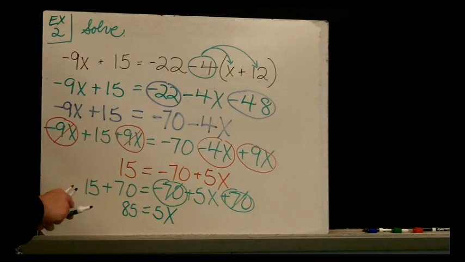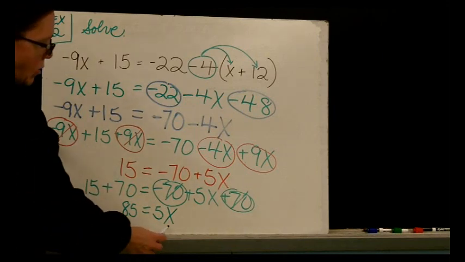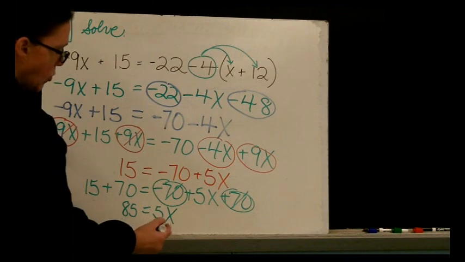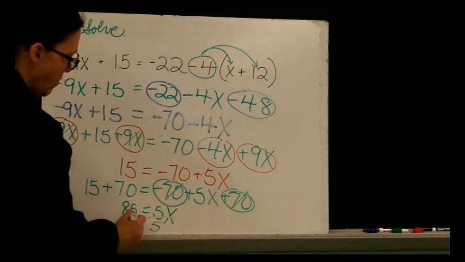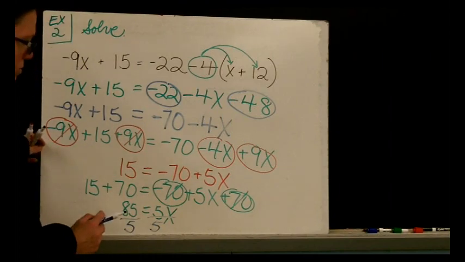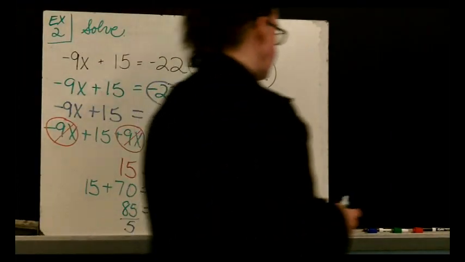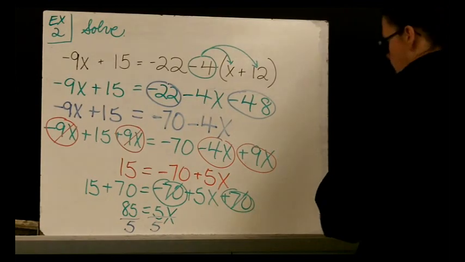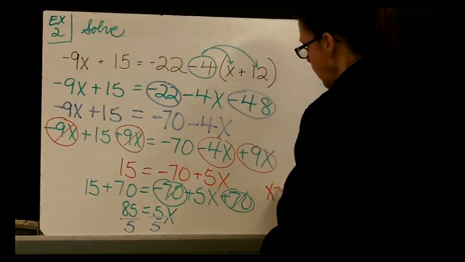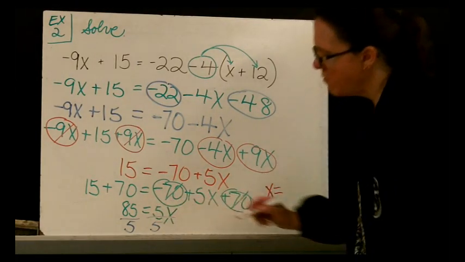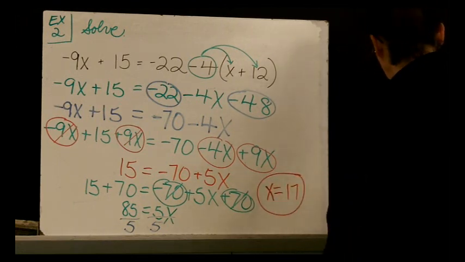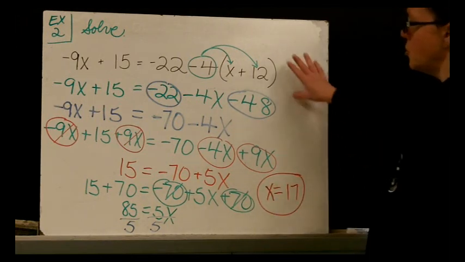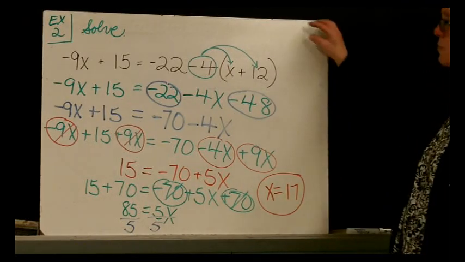We have only one more step to go. We see that our x is being multiplied by 5. So to undo that, we are going to divide by 5 on both sides. And what we have left is that x equals 85 divided by 5 is 17. And positive 17 is a solution to example number 2.